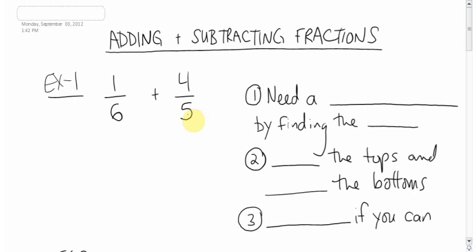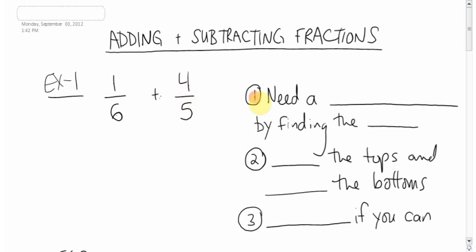In a perfect world, or an easier world, you would just add the tops, get 5. 6 plus 5, 11. 5 over 11. But it's not that easy. You need first to make sure that these fractions are both common, or what we say equivalent fractions. And once they're equivalent, then you can add them together.